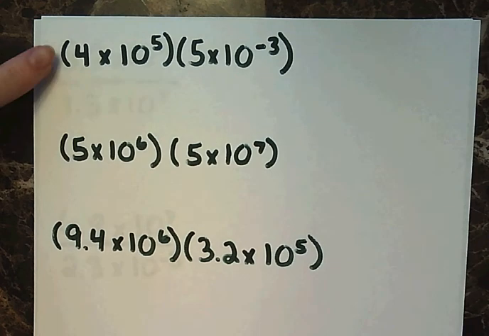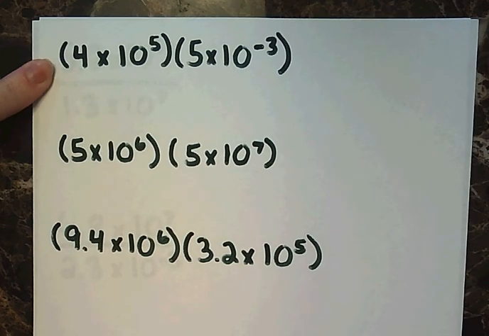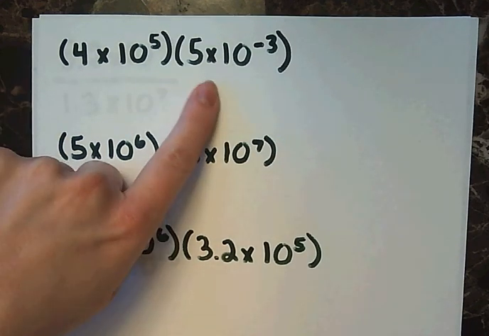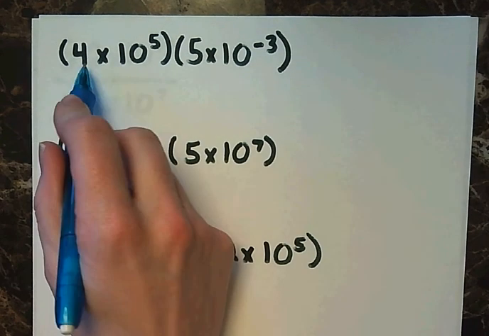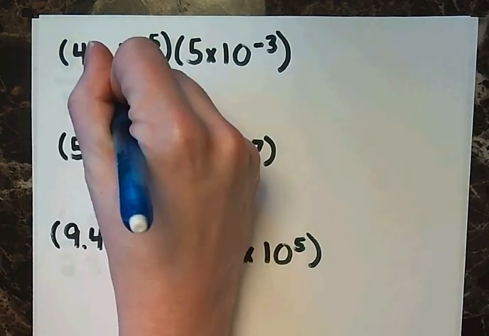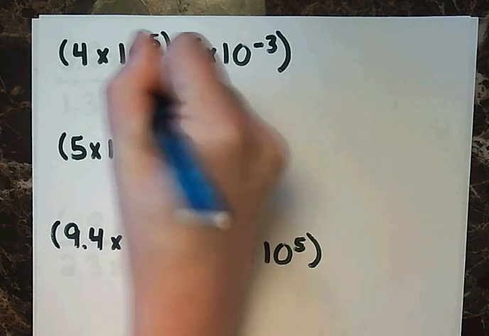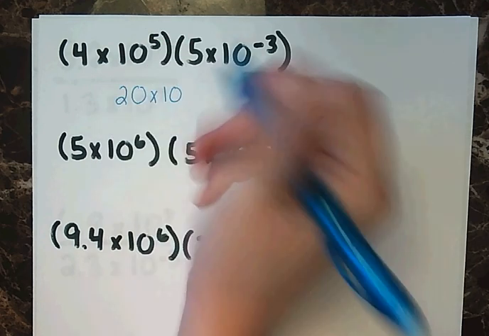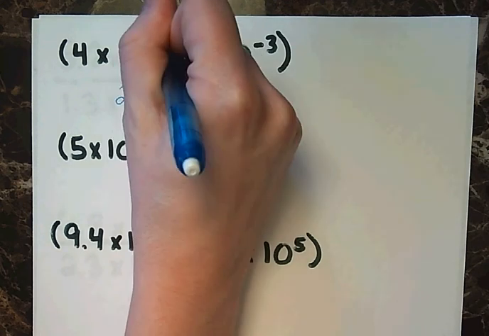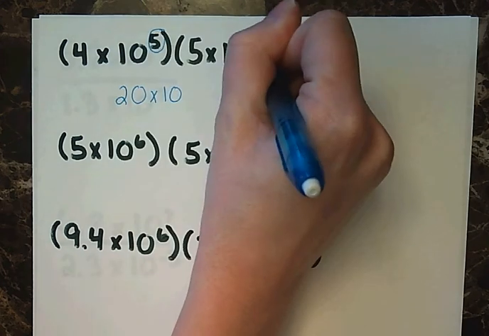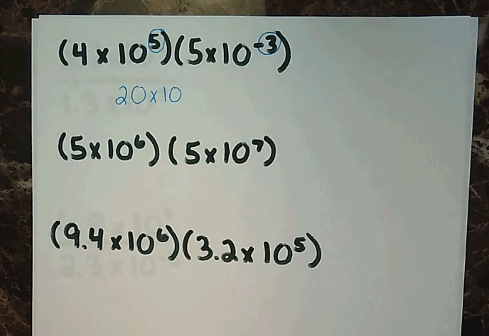So here we have multiplying scientific notation. So we have 4 times 10 to the 5th times 5 times 10 to the negative 3. So if you remember, you want to multiply the first number, so 4 times 5, which is 20. And then we have times 10, so we're going to keep that same base number. Now, because you're multiplying, you're adding the exponents. So 5 plus negative 3, which means the same as 5 minus 3.